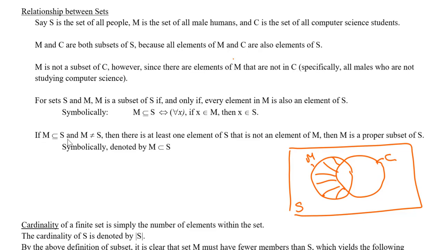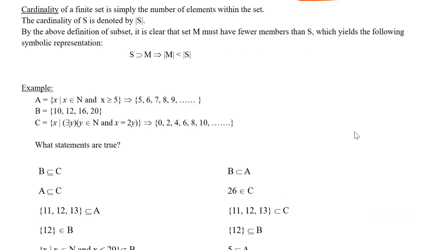If M is a subset of S, and M is different than S, then there is at least one element in S that is not an element of M. Then we call M a proper subset of S. And symbolically, we write it M belongs to S. This is almost like saying M strictly less than S, instead of less than or equal to S.